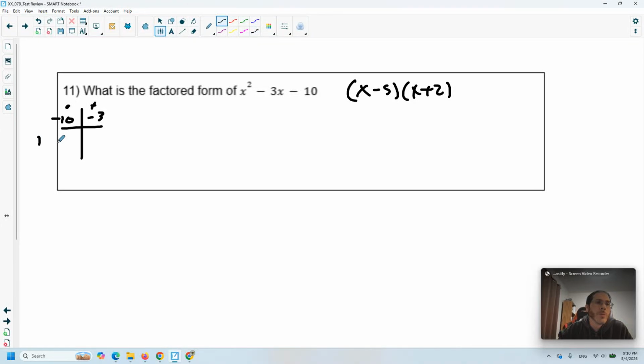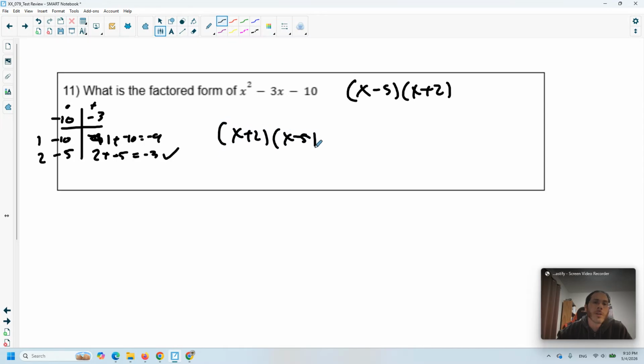So we would try out maybe 1 and negative 10. That's negative 9, so I guessed wrong. It's okay. We're doing guess and check. We'll try 2 next. So 2 and negative 5. If we add those up, I should write this out. 1 plus negative 10 is negative 9. If I add those up, 2 plus negative 5 is negative 3. That works out. So those are my two numbers I want. So x plus 2, x minus 5. Again, you can write it either way. It doesn't matter. All right. So that's it with number 11.